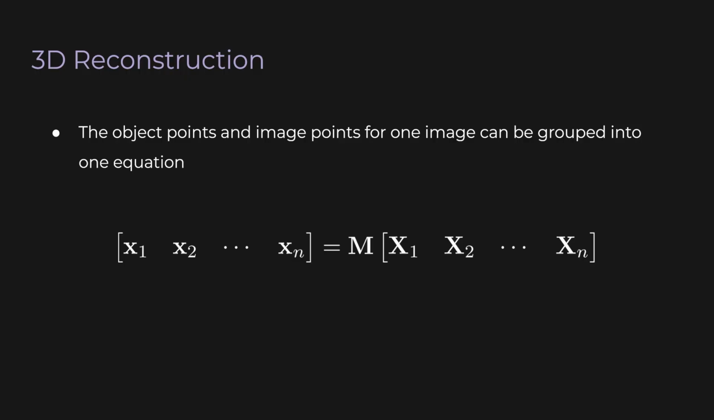The object points and the image points for one image can be grouped into one equation like this. Let's say we have n different points of interest on our object. On the left, we have a matrix whose columns are the image points, so the shape of this matrix is 2 by n. On the right, we have a matrix whose columns are the corresponding 3D object points, so the shape of this matrix is 3 by n.